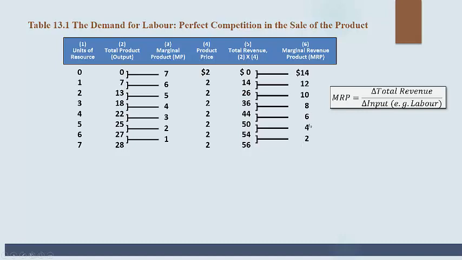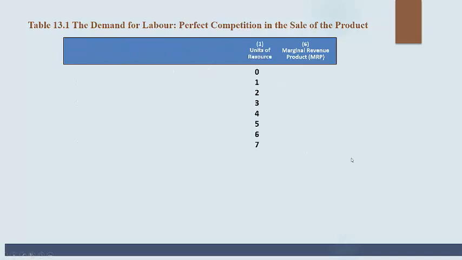One thing to point out is that at some point, because of diminishing returns, this will end up falling. Diminishing returns means that the marginal product will fall, and if we're multiplying that by a constant market price, then of course the marginal revenue product will at some point fall.